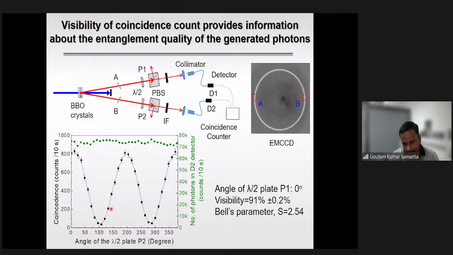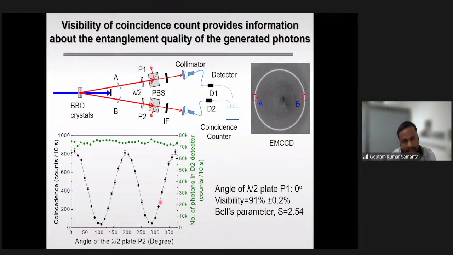That gives the sense of entanglement. And then the visibility of this curve will be a direct estimation of the entanglement. So for this example, let's say we have measured the visibility as 91%. If the visibility is more than 71%, then you can be sure that it's entangled, and the Bell's parameter will be close to 2.